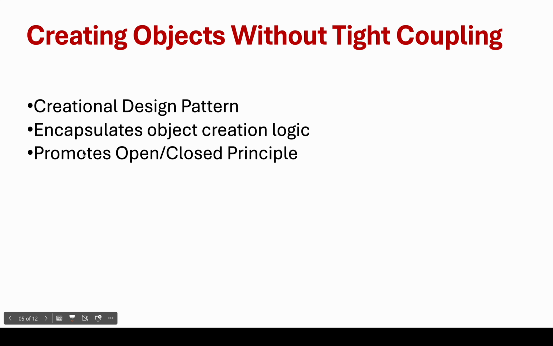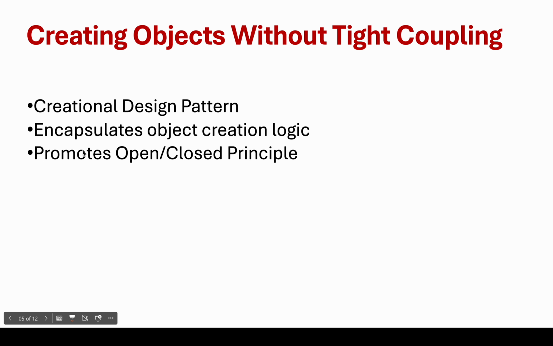So let's start with the factory design pattern. The idea is to create objects without tight coupling. The factory design pattern is a creational design pattern, and we are encapsulating object creation logic. Now we are promoting the open closed principle. If you have watched my video on SOLID principles, then you know that O stands for open closed principle. That is, your class should be open for extension, but closed for modification. This is what we try to achieve through this design pattern.